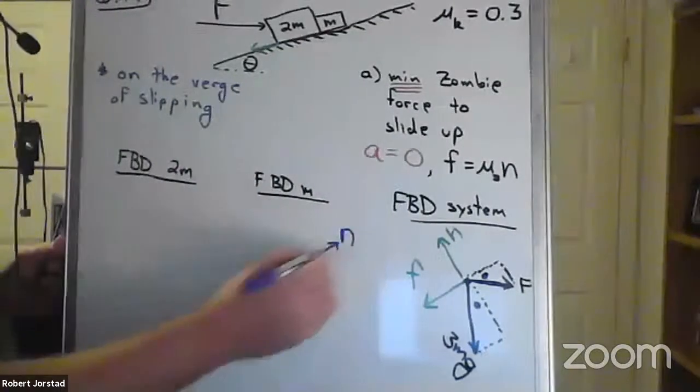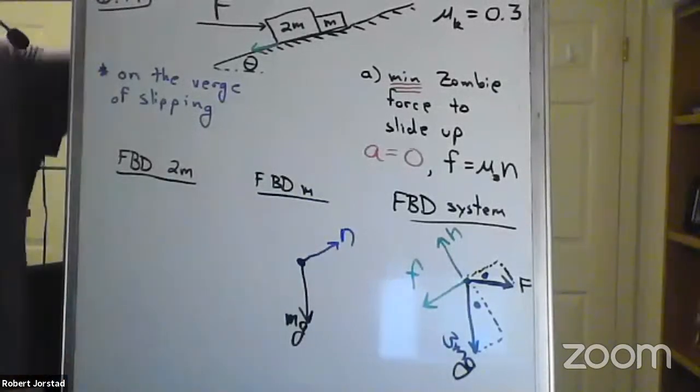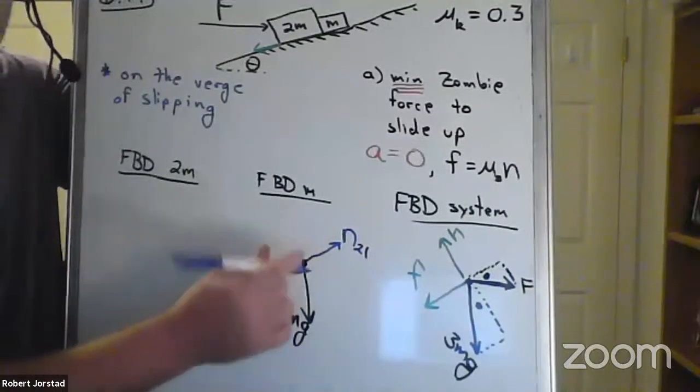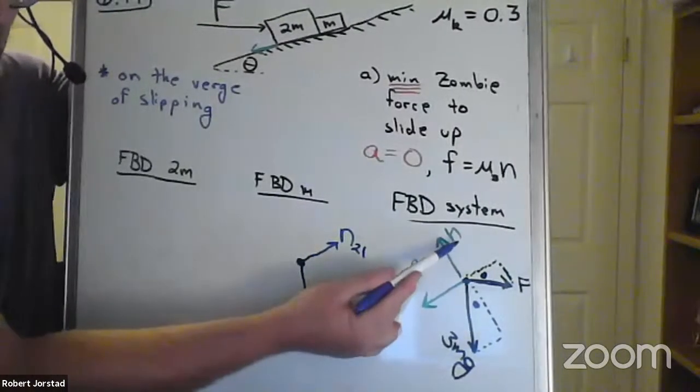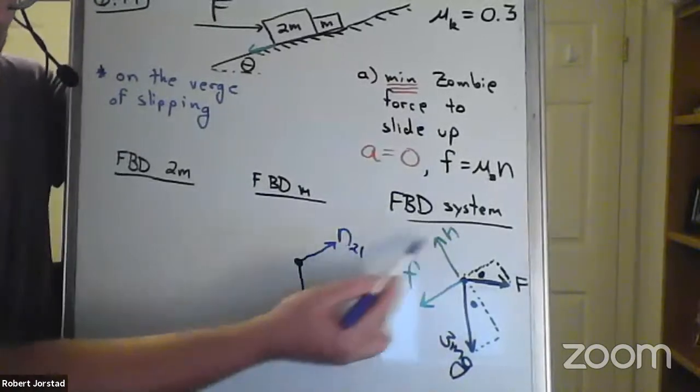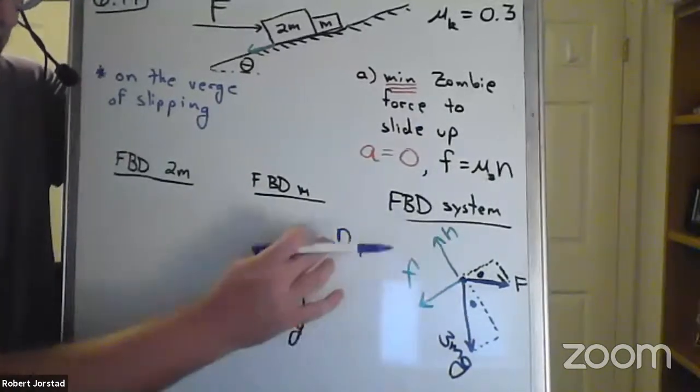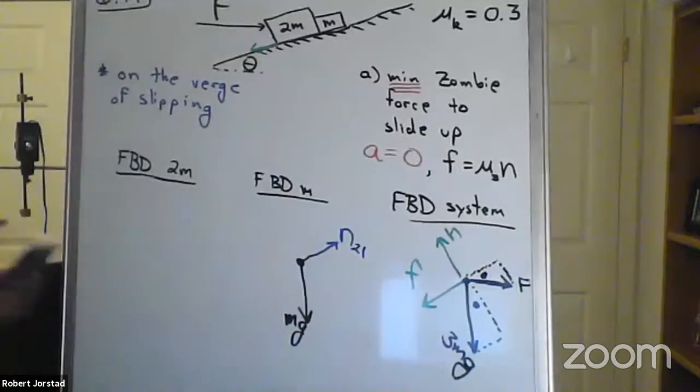So what's a good name for that? Should I call it N or something else? Well, I guess I'd call it N21 or N12. Yeah. So the idea is this normal force is not the same as that normal force, so they shouldn't have the same name. All right. What else?